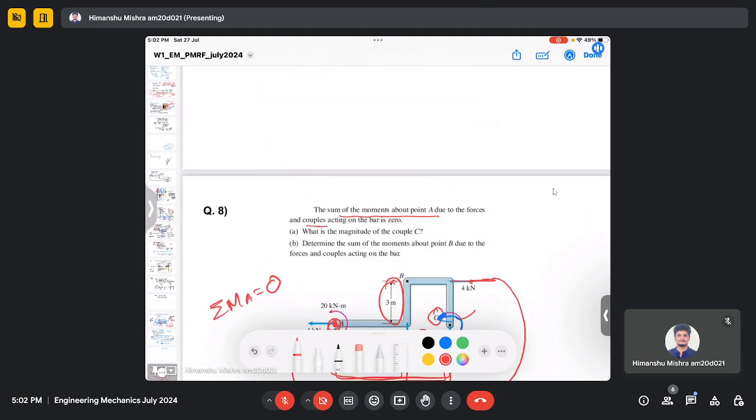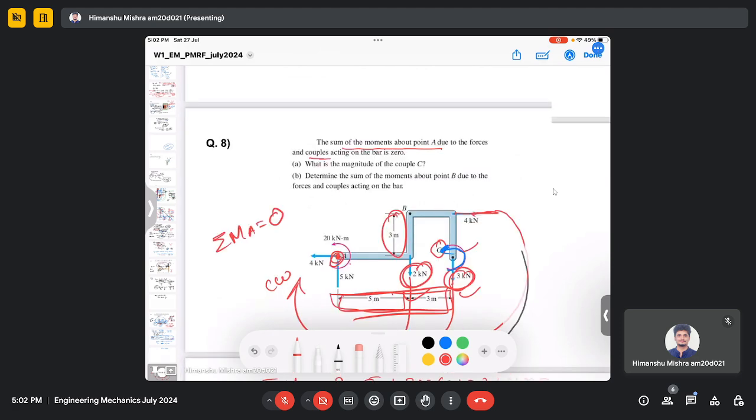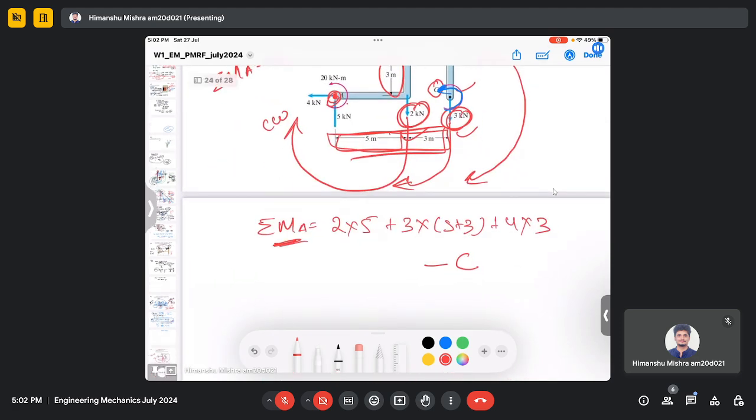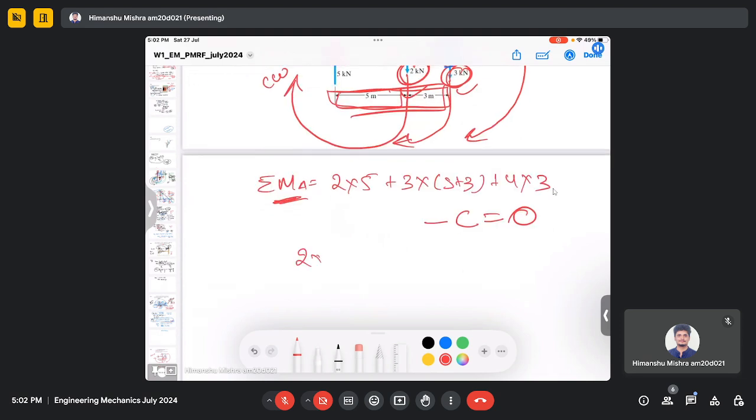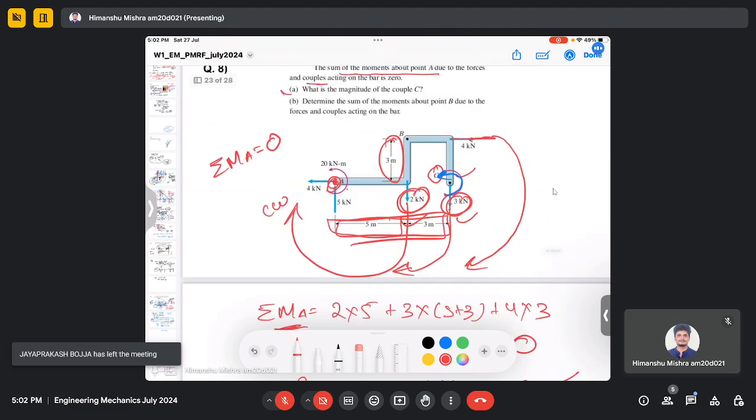And the question says that the overall moment at point A is 0. So this quantity is 0. So you have 2 multiplied by 5, plus 3 multiplied by 5 plus 3, plus 4 multiplied by 3, equal to C. So you will get the couple here in the first part.